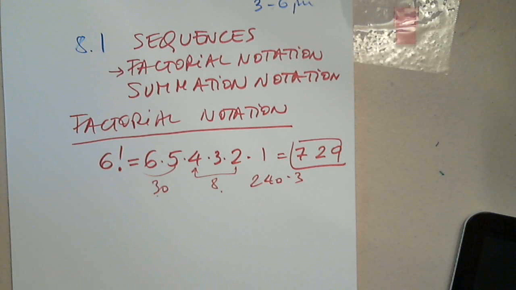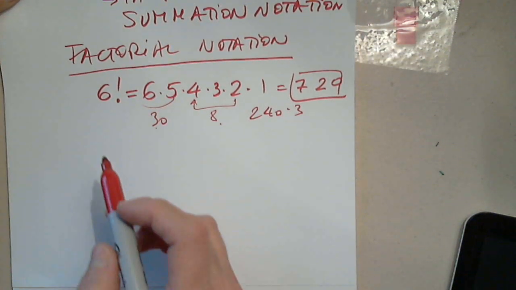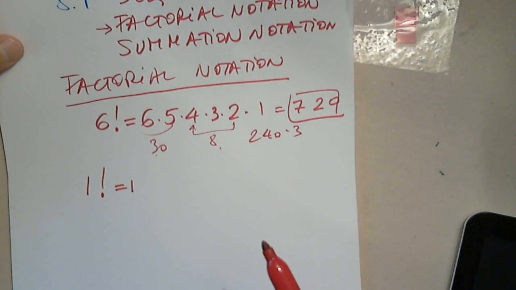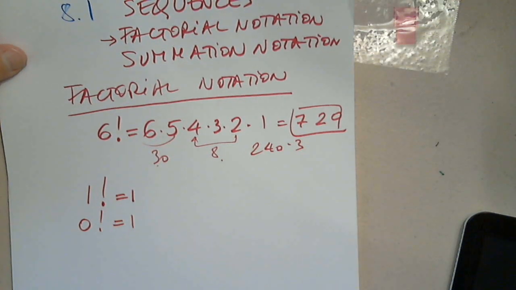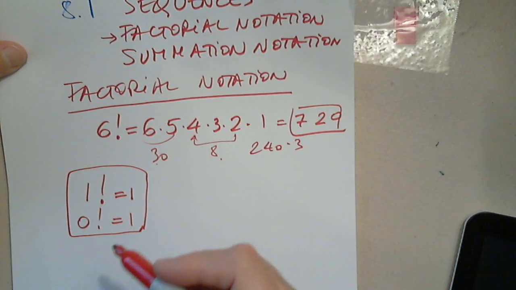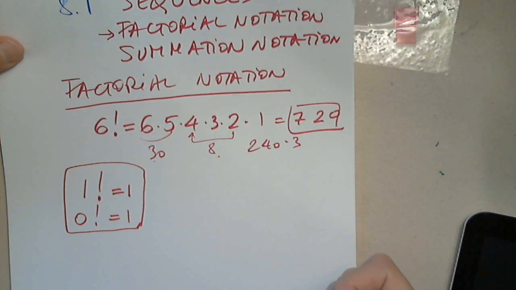Okay, one more piece of information here is that 1 factorial obviously is 1, but what you wouldn't expect is that 0 factorial is also 1. So keep that in mind. For things to work, 1 factorial and 0 factorial are the same.